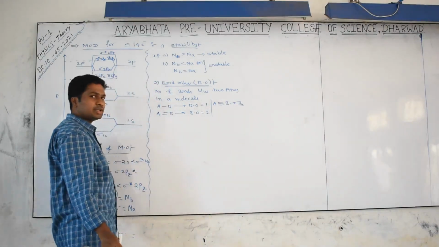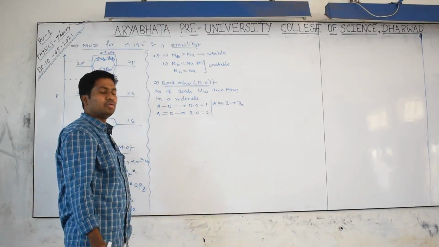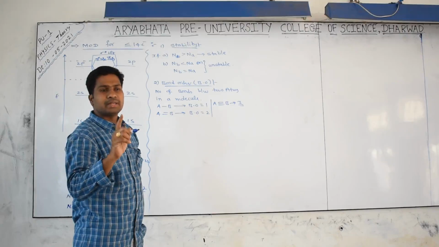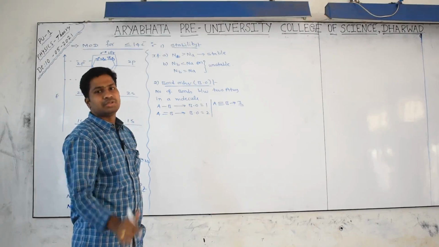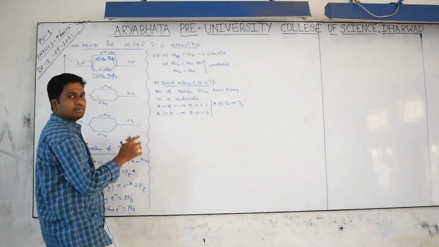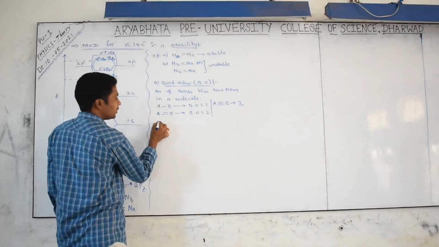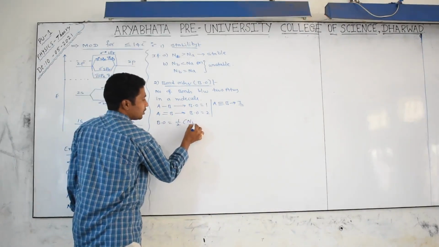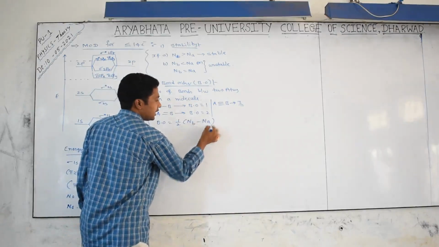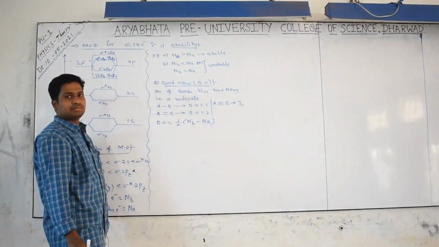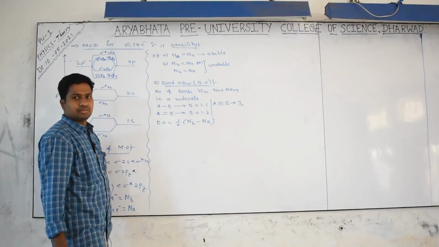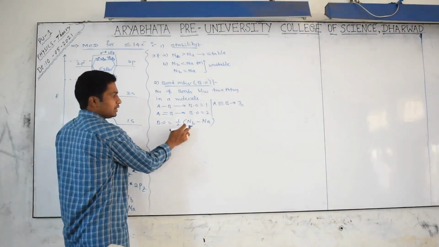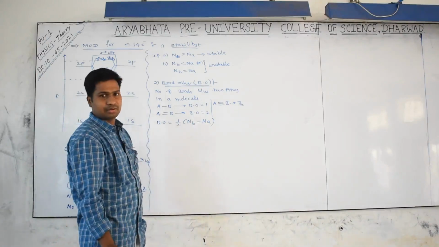Is there any chance to get bond order 4? No. Why? Throughout chemistry, the maximum number of bonds between two atoms is 3. Are you clear? Now, what is the formula for bond order? Bond order is equal to half of the number of bonding electrons minus anti-bonding electrons. Yes, this is the main concept of MOT. So what is the bond order formula? Half of the bonding electrons minus anti-bonding electrons.